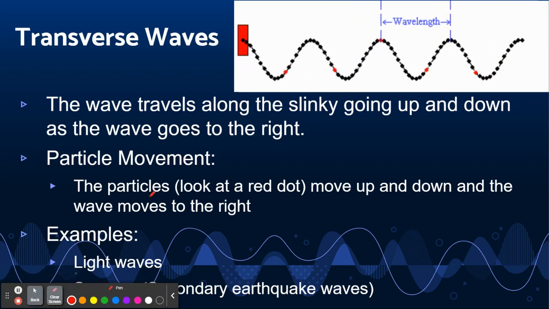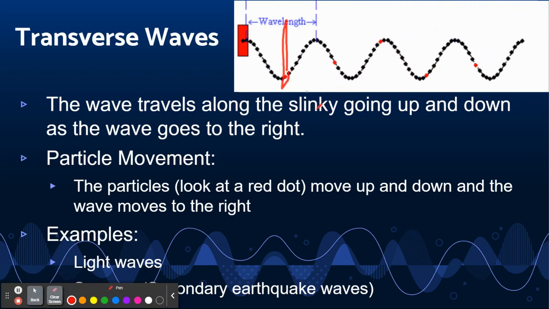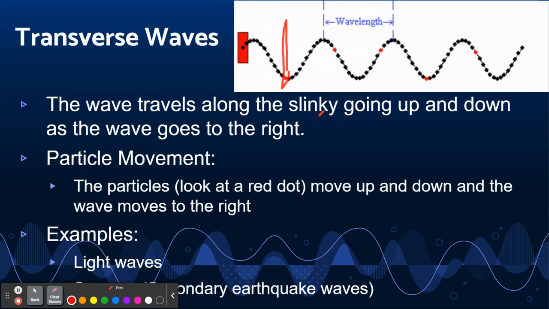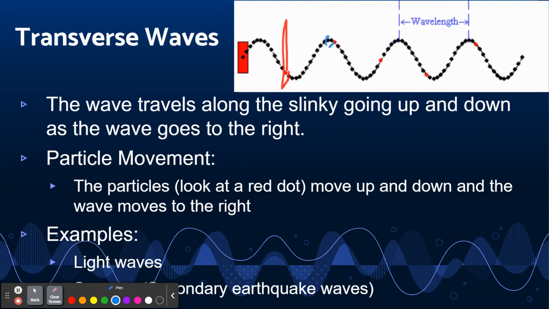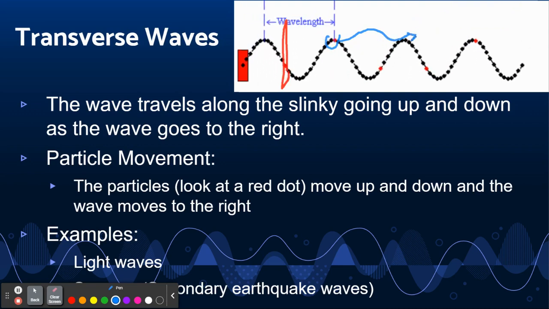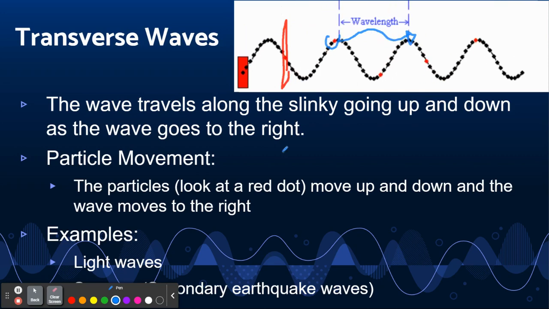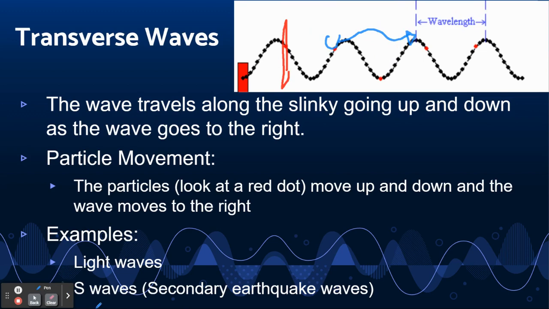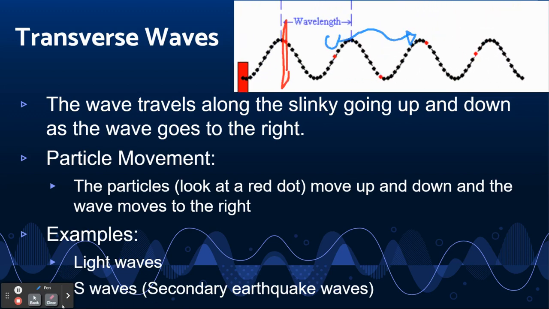Now, if you'll notice right here, this red dot is basically going straight up and down. It's not moving right or left at all. But you can see where the wavelength is labeled, and that the wavelength itself, the top of the wave, keeps moving side to side. So that is the direction of the wave, even though the actual molecules are going up and down. Now, examples of this wave are light waves and S waves.